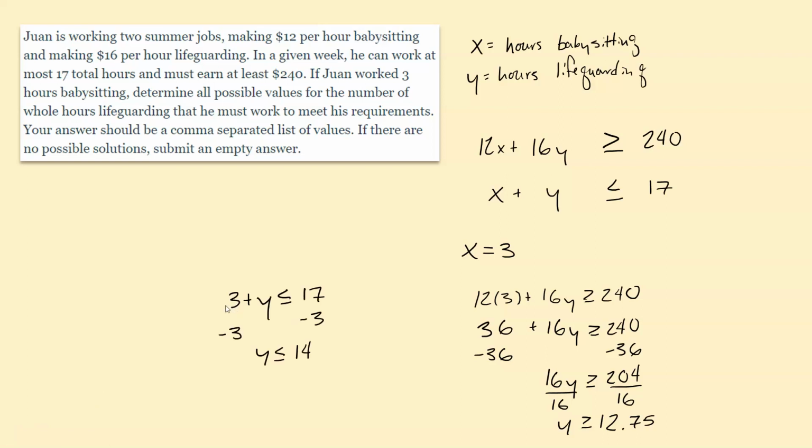So if you plug in 3 for x, you get 3 plus y is less than or equal to 17. Subtract 3 on both sides, and you get y is less than or equal to 14. So combining these two answers, we would have 12.75 is less than or equal to y is less than or equal to 14. Anything between those two values or including those two values works.